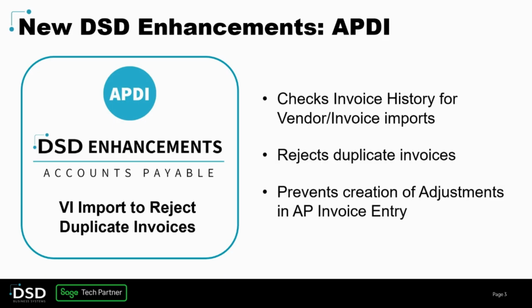Next up, we have our APDI VI import to reject duplicate invoices. Standard Visual Integrator allows importing of AP invoices, and if there are any duplicate invoice numbers that you're importing, it will create those records as adjustments. With this enhancement, it disables that addition of the invoice as an adjustment. Instead, it just rejects that as a duplicate invoice, and that information shows on the Visual Integrator log file.